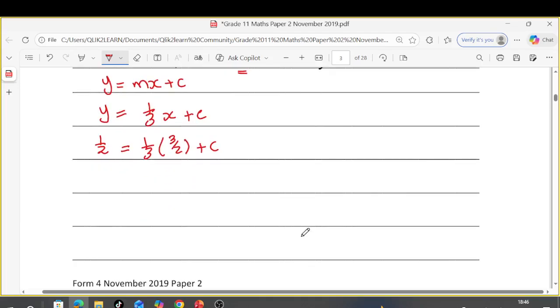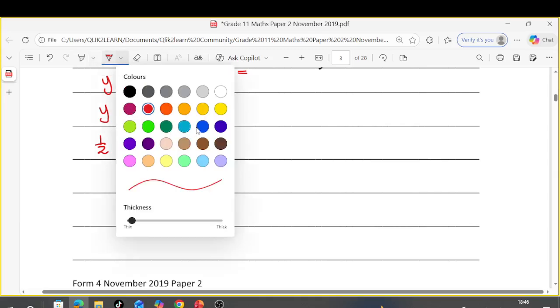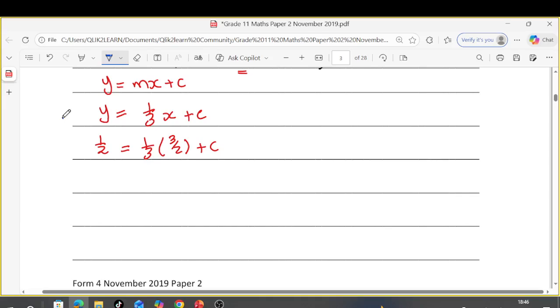So to find the value of C, I don't want to waste the time. Already I know that the value of C is 0, but let me do it because someone will say, hey, so now this guy will cancel with that one. I'm left with 1 over 2, equals 1 over 2 plus C. So now the 1 over 2 will come to the other side to be negative. What is C? The value of C is equal to 0.